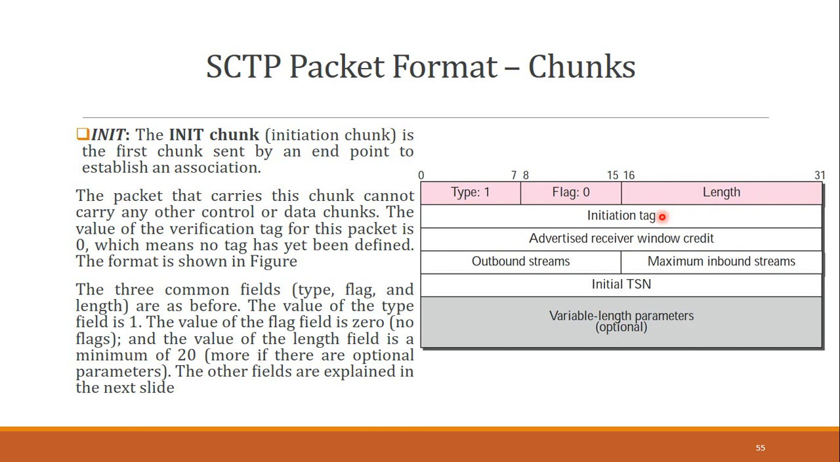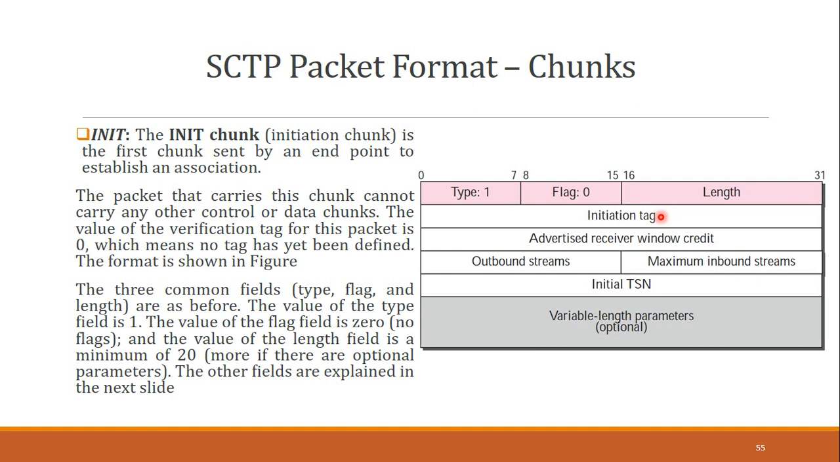As we have mentioned before, all the packets have a verification tag in the general header. This tag is the same for all the packets traveling in one direction in an association. The value of this tag is determined during the association establishment. The endpoint that initiates the association defines the value of this tag in the initiation tag field. This value is used as the verification tag in the rest of the packets sent from the other direction.